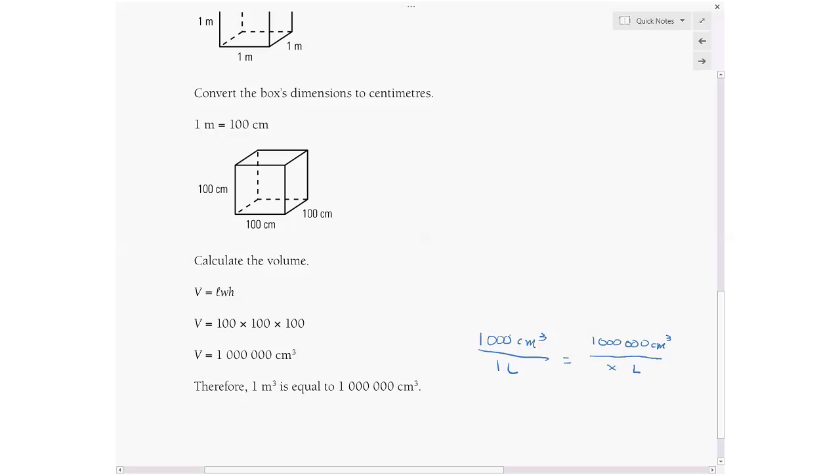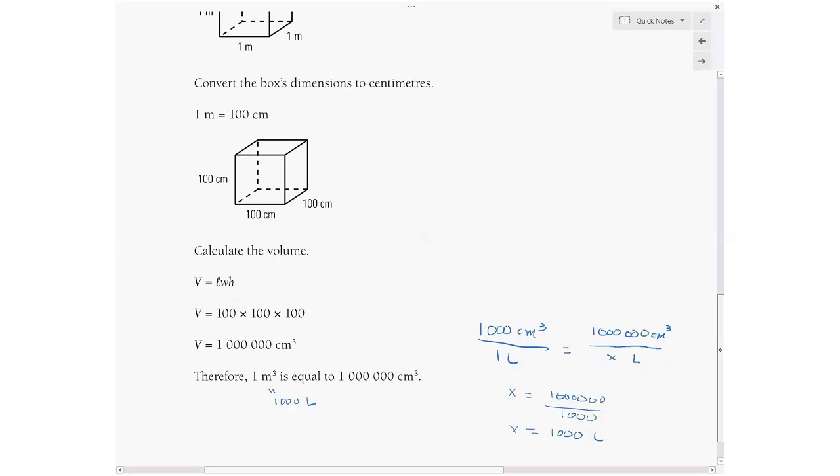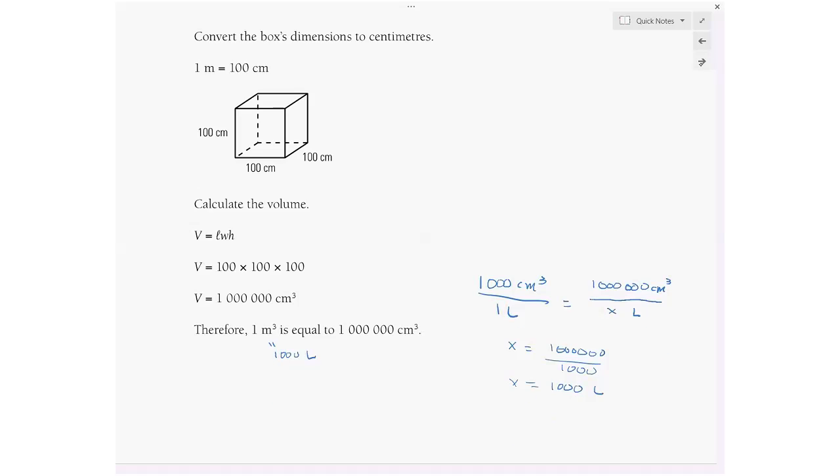Over x liters, how many would that be? We're dividing by 1,000, so we're going to move the decimal place over 3. So how many liters would that be? X would be 1,000,000, which is 1, 2, 3, 4, 5, 6 zeros, divided by 1,000. So get rid of 3 zeros, and x would be 1,000 liters. So 1 cubic meter is also equal to 1,000 liters. Okay, so that's another thing that we can throw into our little toolbox.